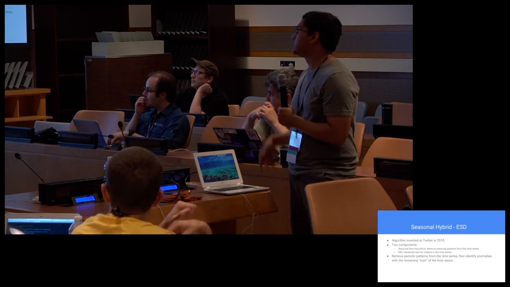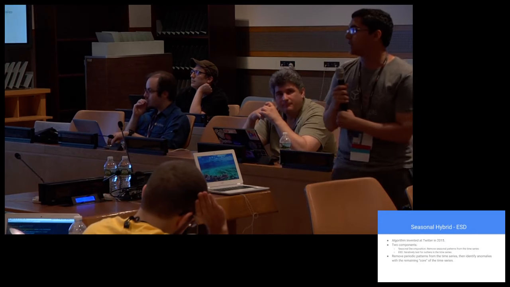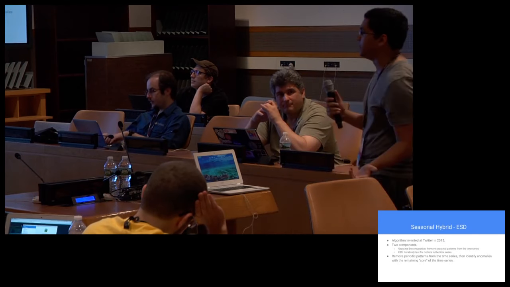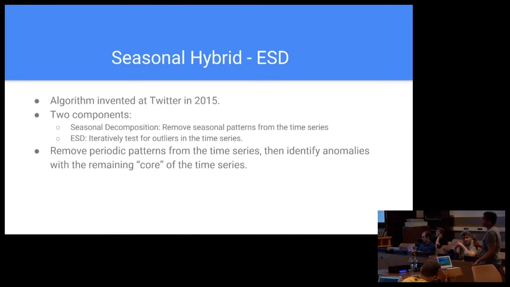And then finally, there is the seasonal hybrid ESD. This actually scales very well with the amount of data points. It was invented by Twitter, so it has to scale to the amount of, you know, people vomiting into the void that people do on Twitter every day. So it has to scale well to that level of data. Time series is usually one time versus one value, so you don't run into the dimensionality problem.